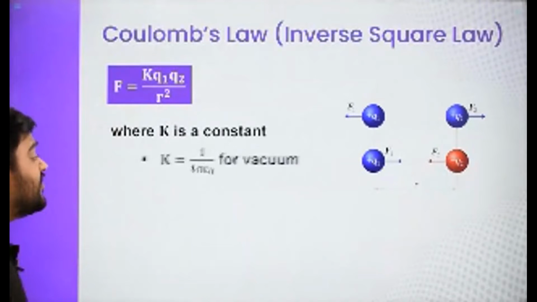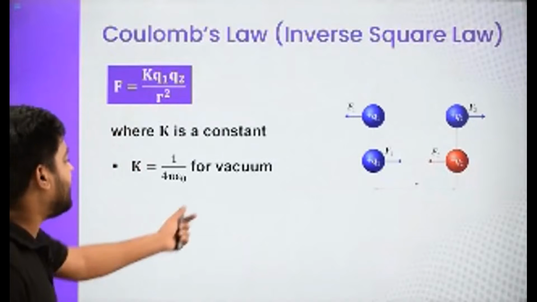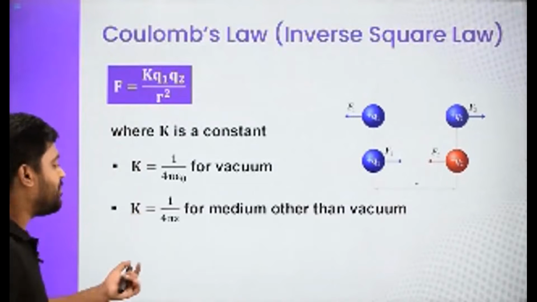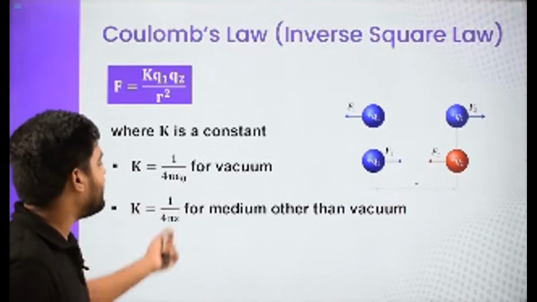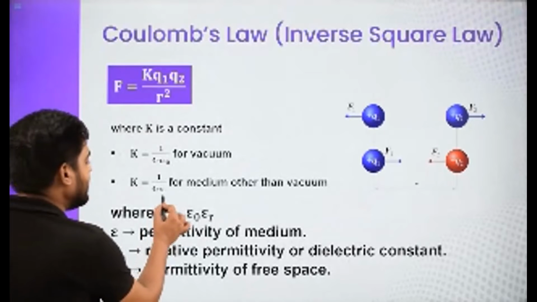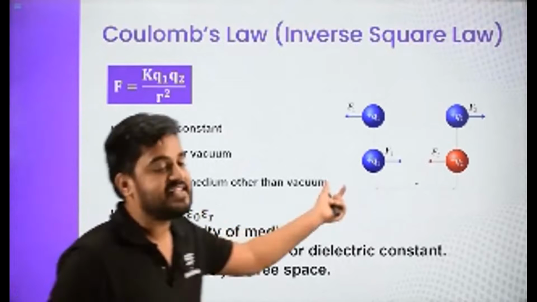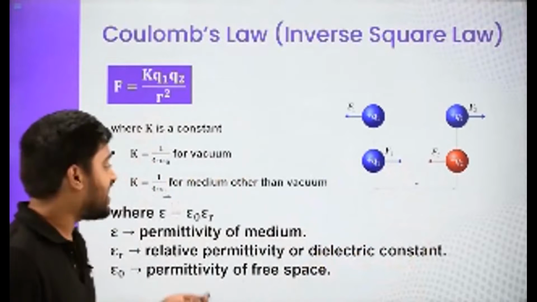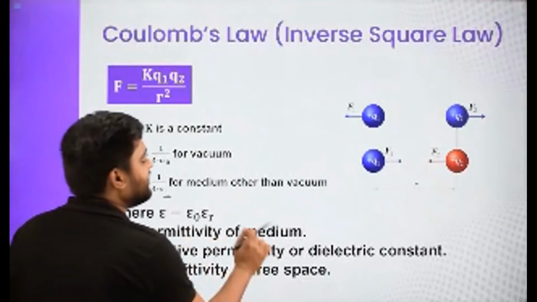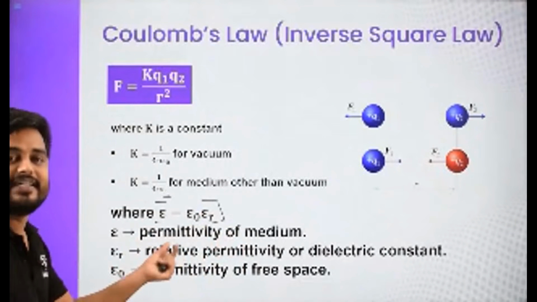Now the value of K is 1 upon 4 pi epsilon naught if we are talking about vacuum. And if we are talking about another medium, then we can say K is 1 upon 4 pi epsilon. What is epsilon naught and what is epsilon? Epsilon is the permittivity of the medium where these charges are kept. The medium in which these charges are kept also affects the force, and this epsilon is called the permittivity of the medium.